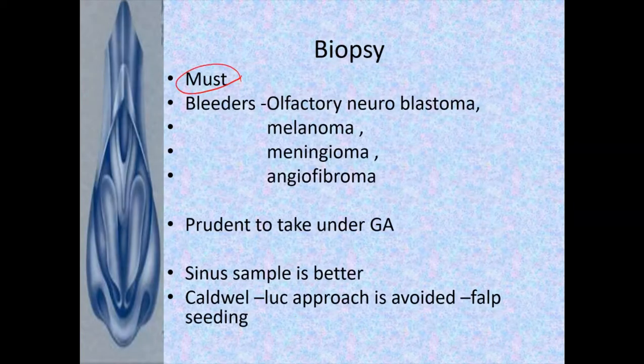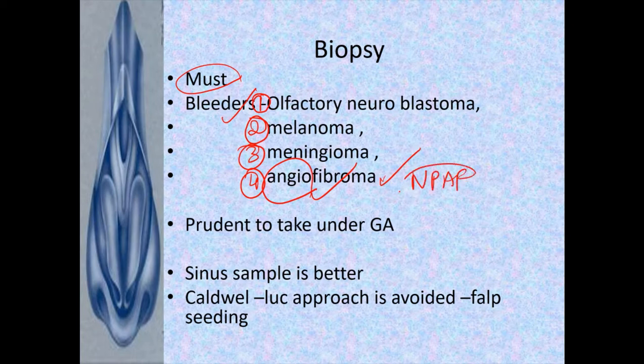Biopsy is a must. Sometimes there are bleeding tumors. What are the bleeders that are present? The olfactory neuroblastoma bleeds, melanoma also bleeds, meningioma also bleeds, and angiofibroma also bleeds. Angiofibroma is very important. We're going to discuss it in the next class. Nasopharyngeal angiofibroma is a chapter by itself.